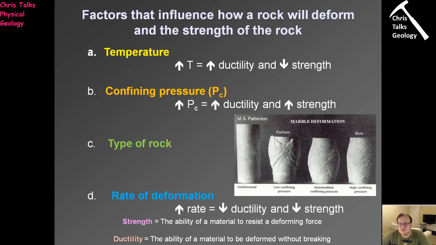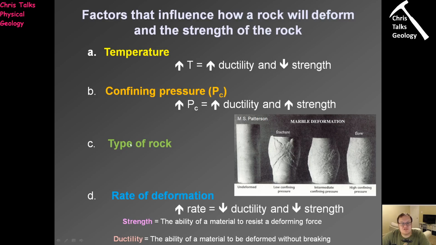So you can see the ductility is increasing, isn't it? It's resisting breakage because it's got a higher confining pressure. So ductility is going up, and the ductility is going up because the strength of the material is also increasing. The material becomes stronger, and at the same time it also becomes more ductile.